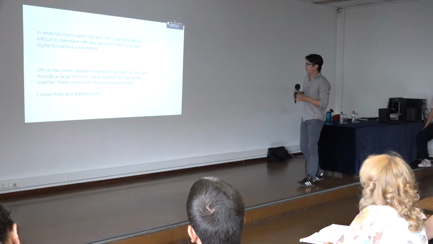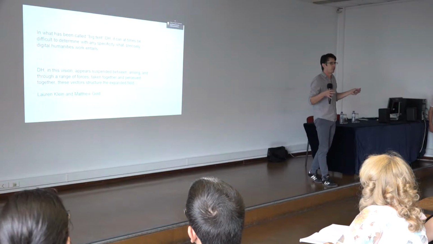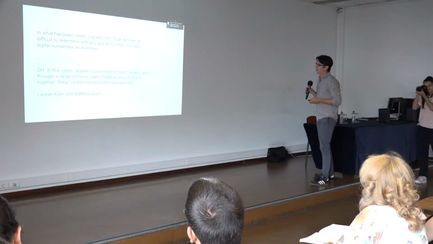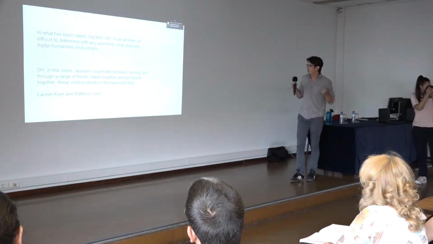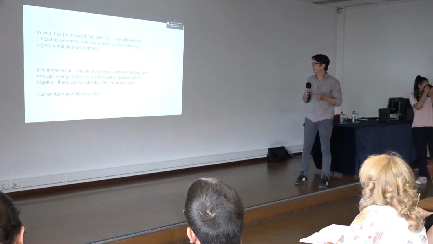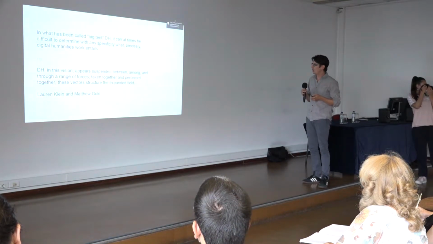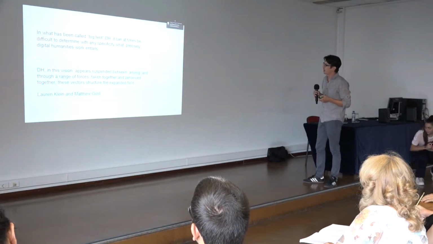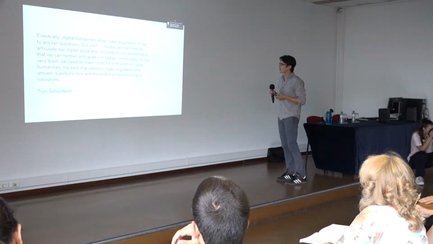So it is very recognized within digital humanities that there is this diversity and that there are a lot of things going on. So Lauren Klein and Matthew Gold a few years ago write, in what has been called Big Tent DH, it can at times be difficult to determine with any specificity what precisely digital humanities work entails. DH in this vision appears suspended between, among, and through a range of forces taken together and perceived together, these vectors structure the expanded field.